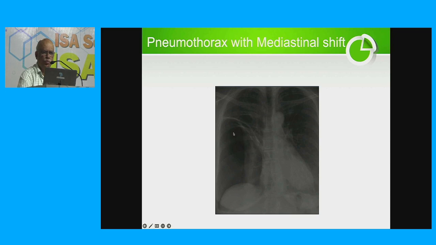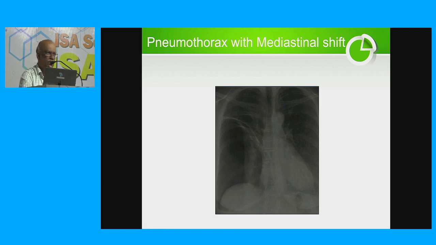Here also you can see pneumothorax. You can see the lung shadows, bronchovascular markings in these areas. Here you see it can be an encysted pneumothorax or a bulla or a cyst or something. These are the different diagnoses. The lung markings are not there. There is push of the heart and mediastinum towards the opposite side.